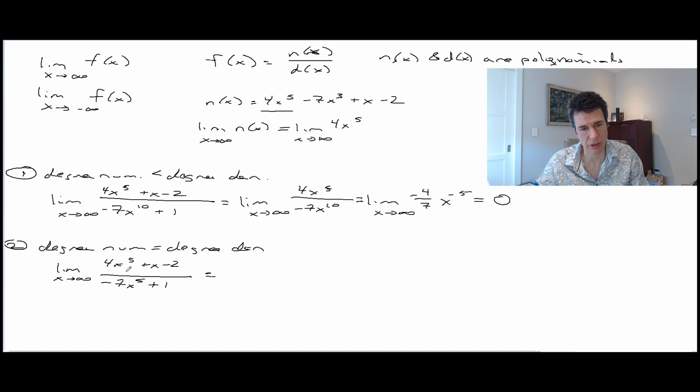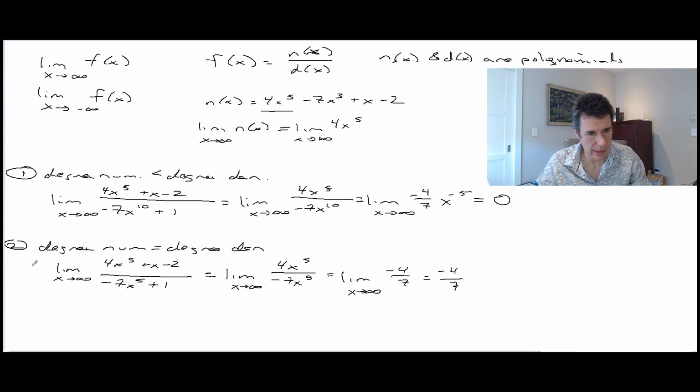Again, same strategy. Look at just the leading terms. Limit as x goes to infinity of 4x to the fifth over negative 7x to the fifth. Well, that's equal to the limit, as we simplify, as x goes to infinity of negative 4/7, which is negative 4/7. And of course, the rule that we learn is that if the degree of the numerator is equal to the degree of the denominator, the limit as x goes to infinity is the ratio of the coefficients.